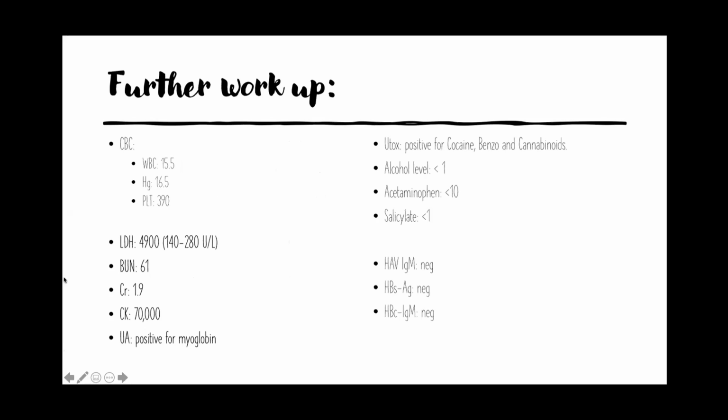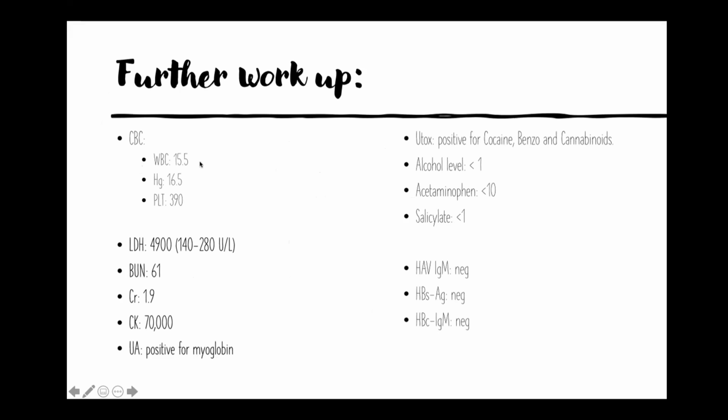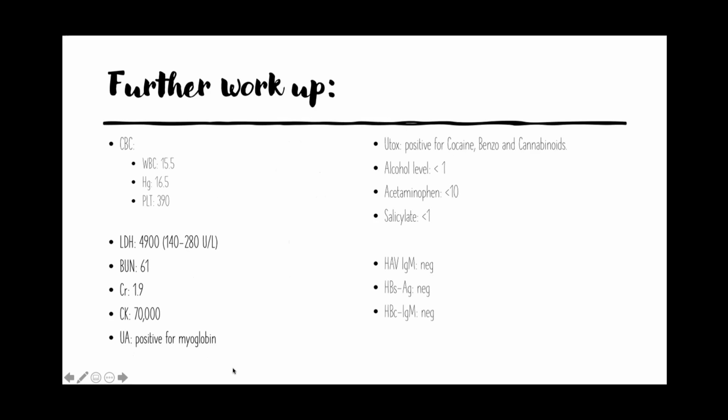So the rest of his workup: CBC showed an elevated white count, his LDH is very elevated, he has acute kidney injury, and his CK was 70,000, and his UA was positive for hemoglobin. As I mentioned, his UDOX is positive for cocaine, benzo, and cannabinoids, and his alcohol level is normal, acetaminophen normal, salicylate normal, and they ordered an acute viral hepatitis panel, which was negative.